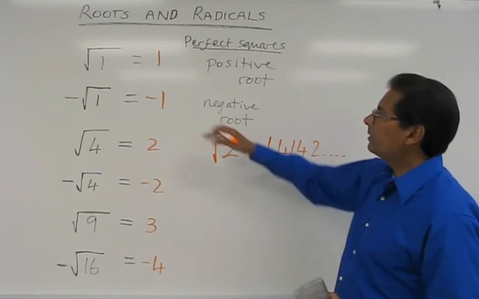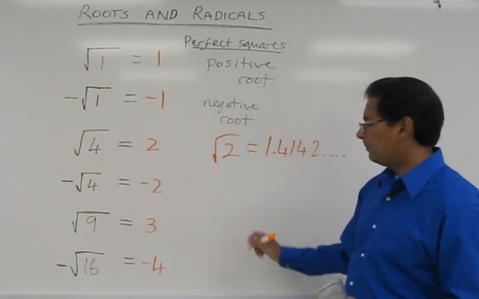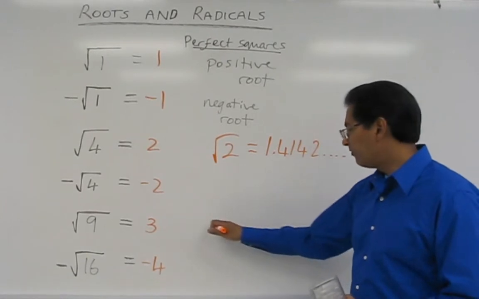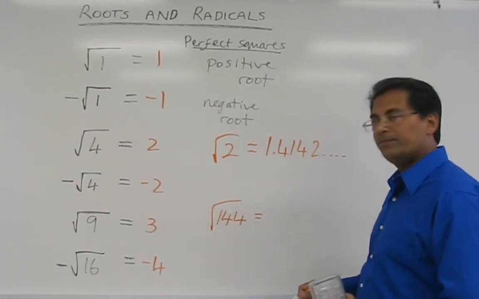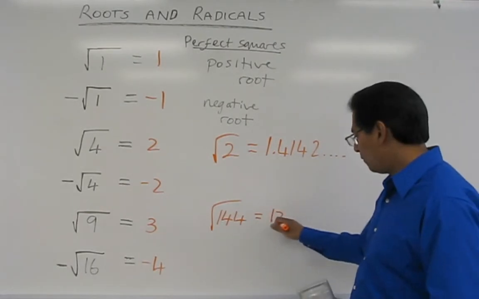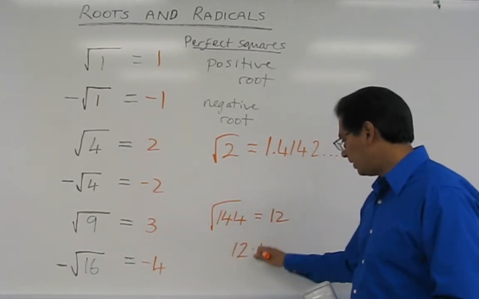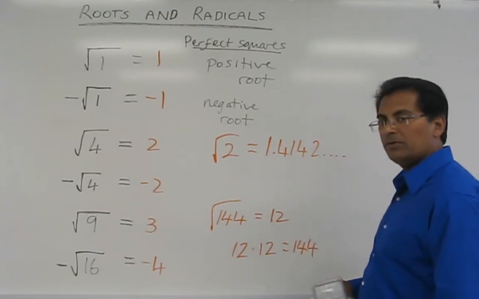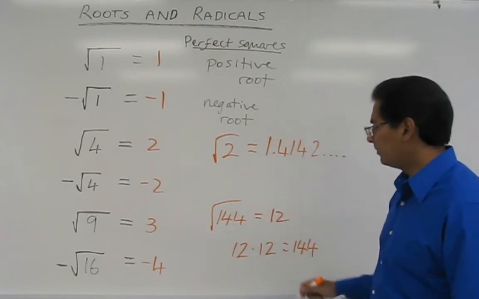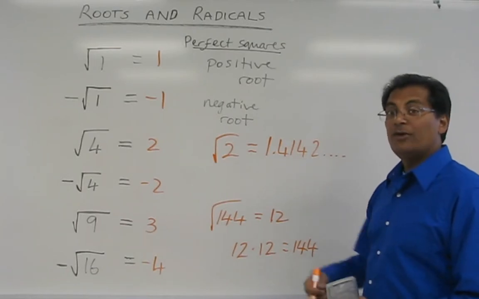So you should try and remember the perfect squares. For example, at least up to 144. What's the square root of 144? 12. Why? Because 12 times 12 gives me 144. So try and remember the perfect squares at least up to 12 times 12, and go further if you want to.